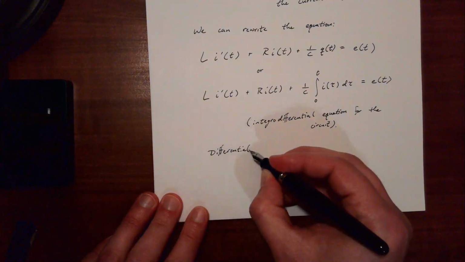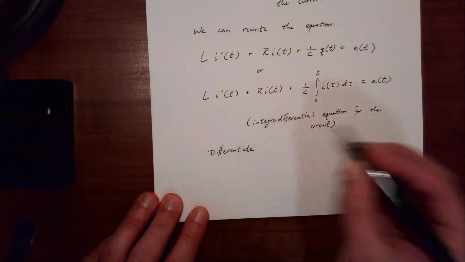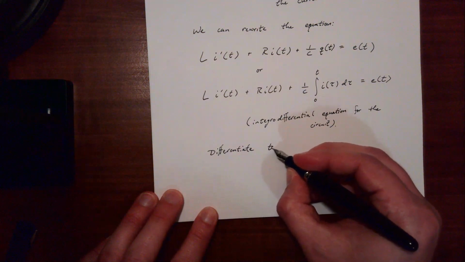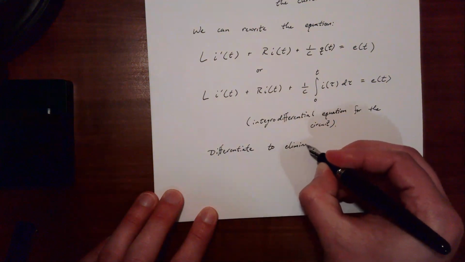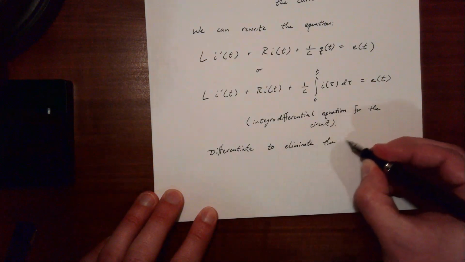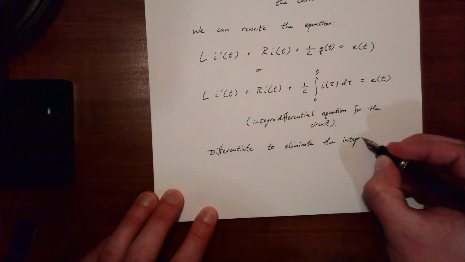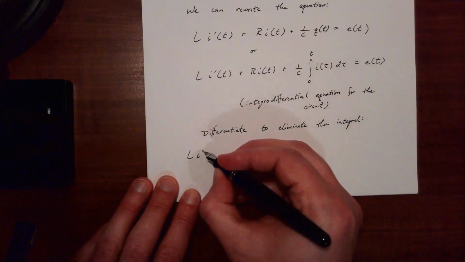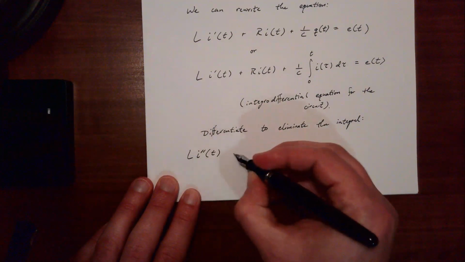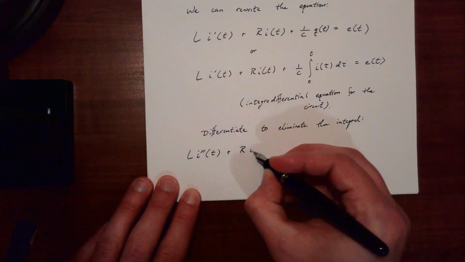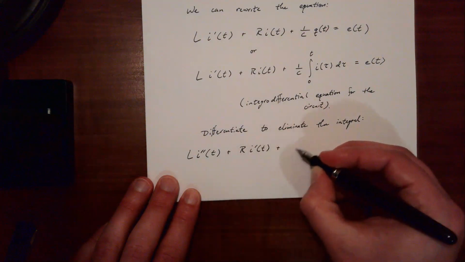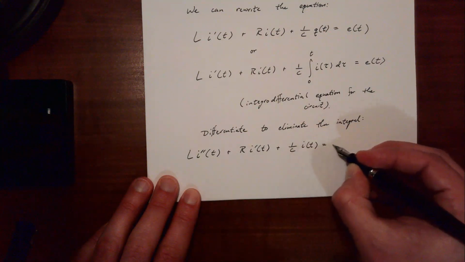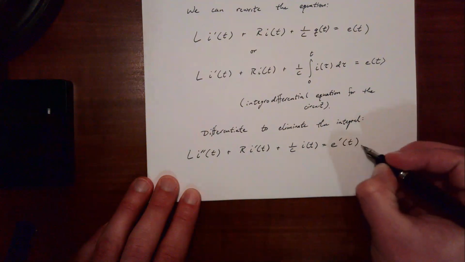And that'll give us the form that we'll be making most use of. Differentiate to eliminate the integral. And that gives us L I double prime of t plus R I prime of t plus now just 1 over C I of t. And that equals E prime of t.